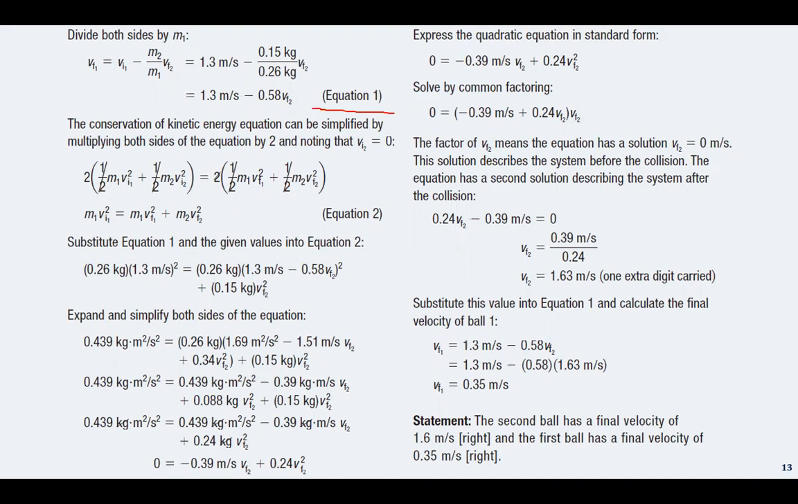So then expand and simplify both sides of the equation. Eventually this gives us 0 equals negative 0.9 VF2 plus 0.24 VF2 squared. So here we have obtained a quadratic equation in terms of VF2, right? So we can easily solve for VF2 from this quadratic equation. You can use either the factorization method or just use the quadratic formula, right?